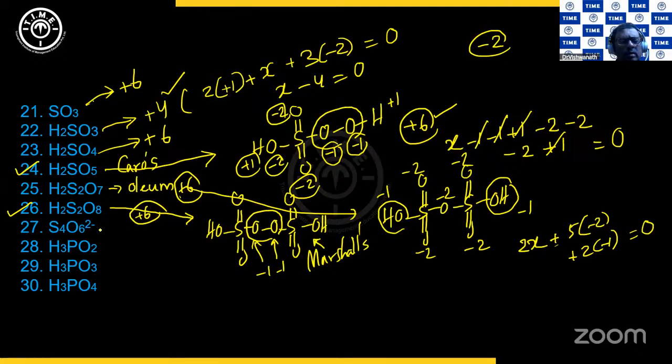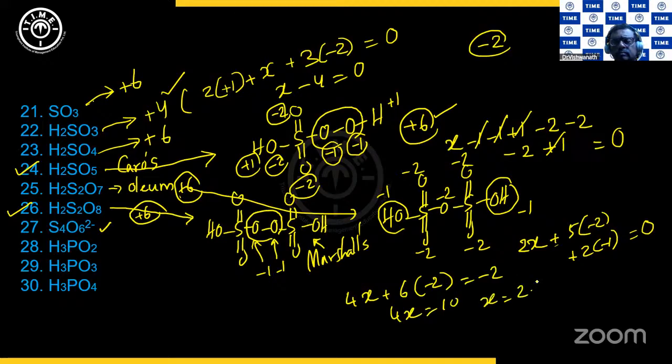Then you can do for this one, 27, I'll do it for you here. 4 sulfurs, 4x plus 6 into -2 equals -2. So 4x is equal to 10. So x is equal to 2.5. This is tetrathionate.